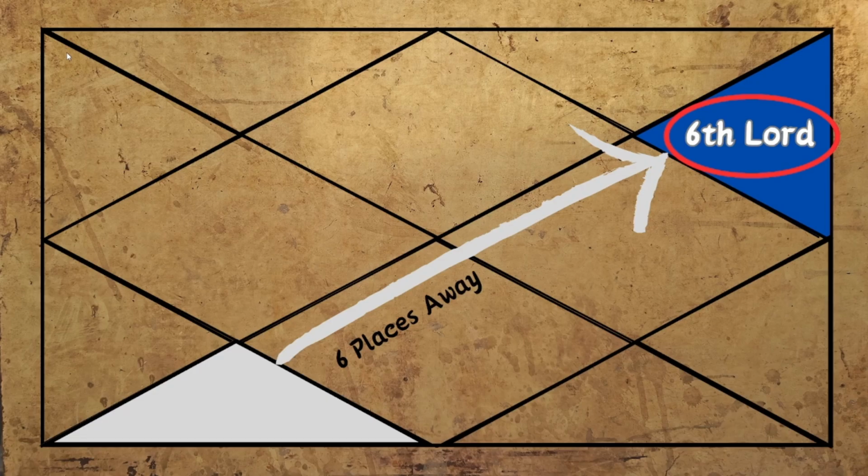Now let us understand the placement of the sixth lord in the 11th house. The sixth lord is going 6 places away from its own house. So sixth from sixth, this is the Bhavat Bhavam concept. It is showing the higher version of the sixth house.